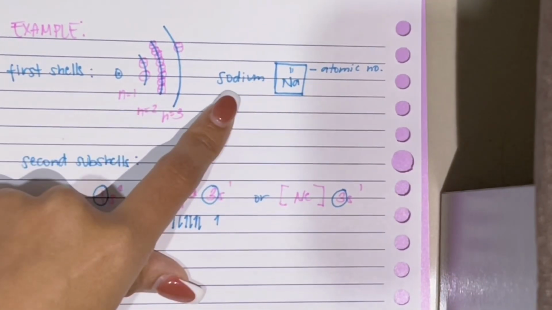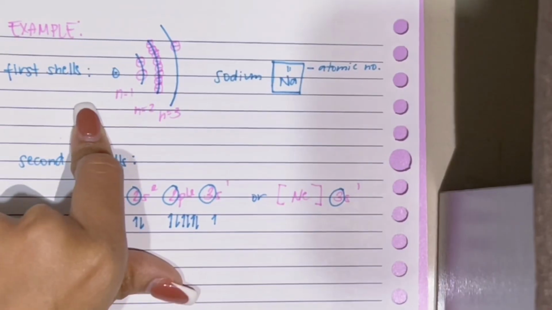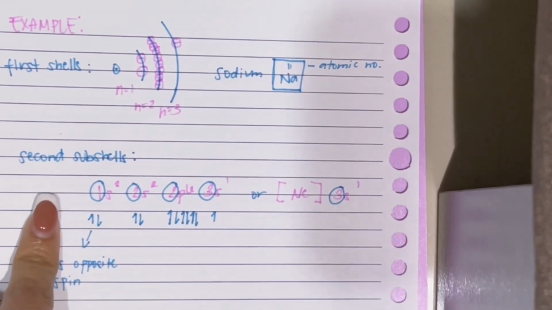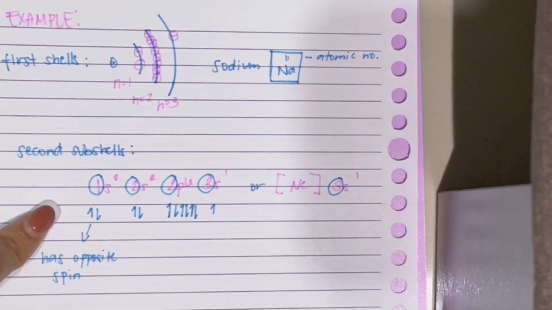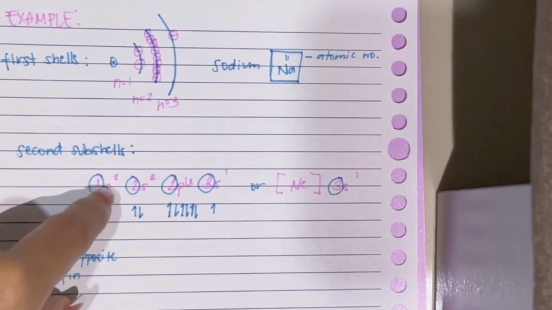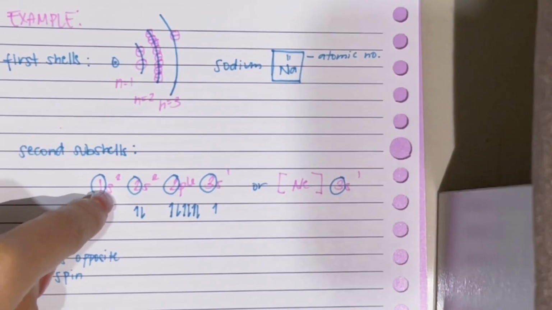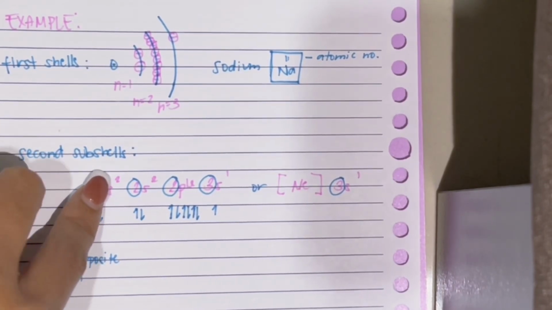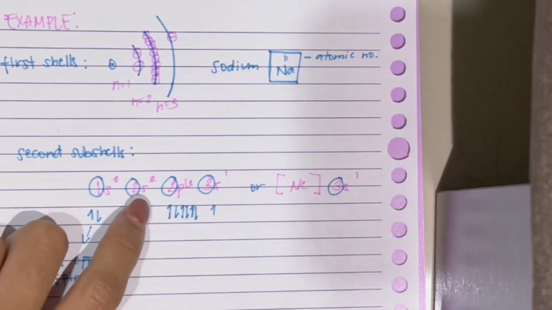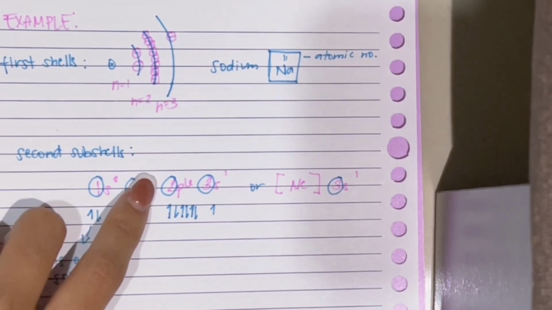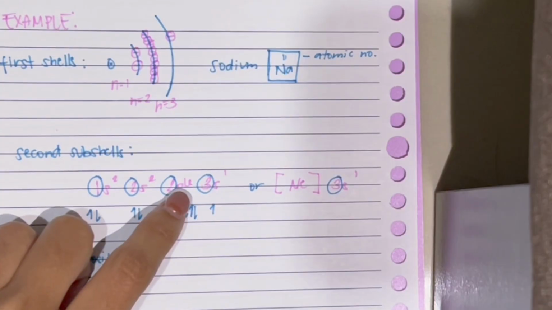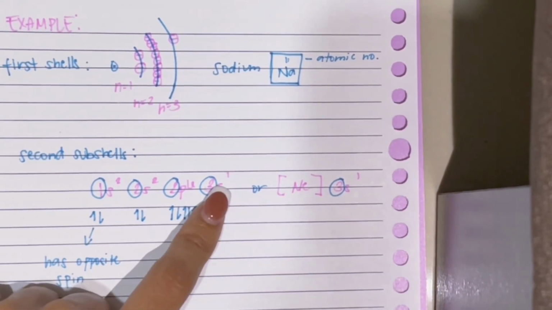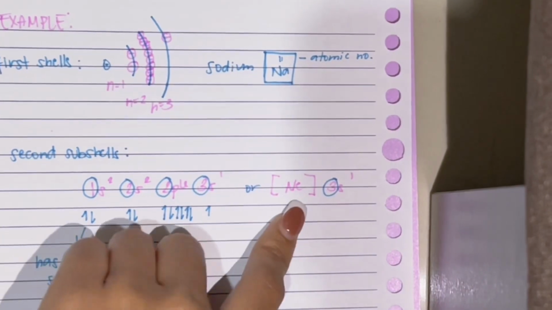atomic number of the sodium or Na. So, ito yung kanyang electrons. So, for the subshells, we have here 1s raised to 2, 2s raised to 2, 2p raised to 6, 3s raised to 1, or the Ne or neon.